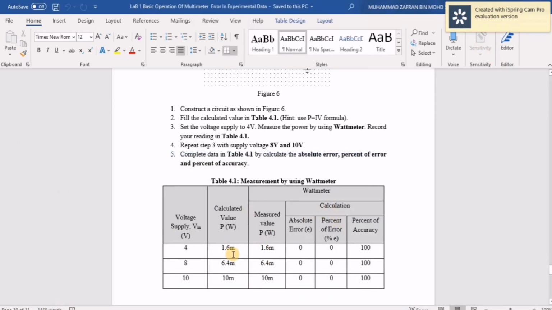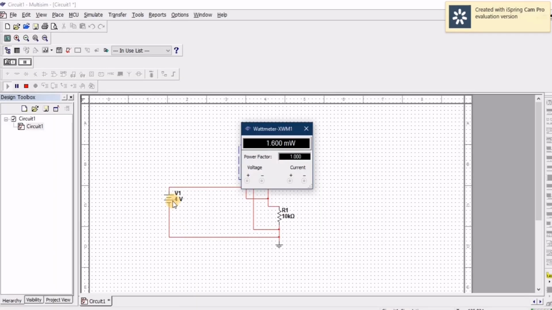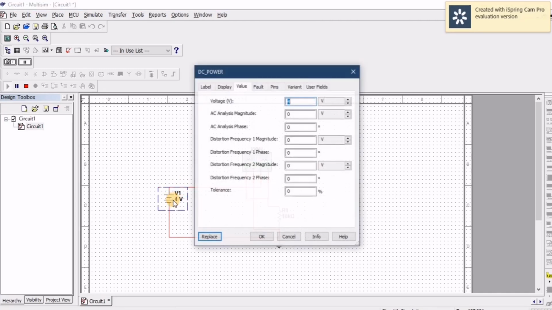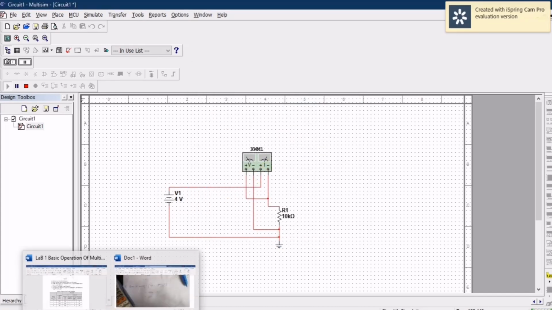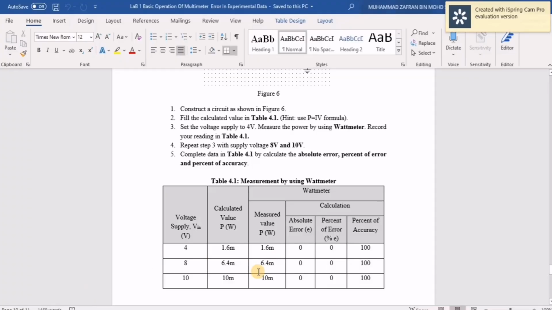If we see this, to get the other values, we just change the power supply voltage to 8 and 10. You can change it here, just change it to 8 and 10. Repeat the same steps. So we can get here the percent of accuracy for 4 volts 100%, for 8 volt also 100%, and 10 volt also 100%.